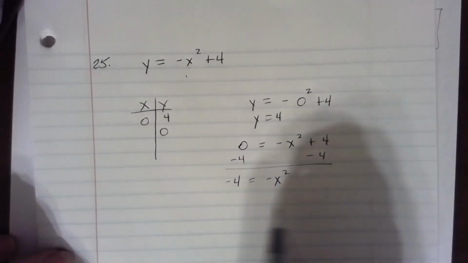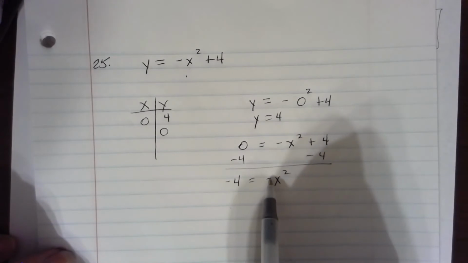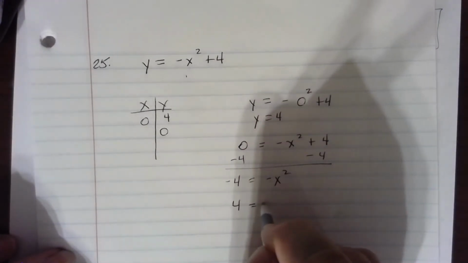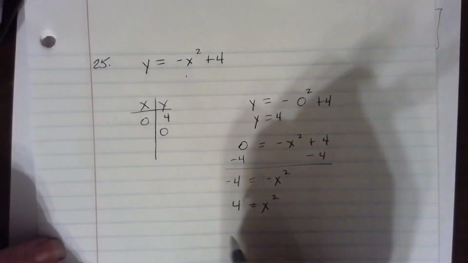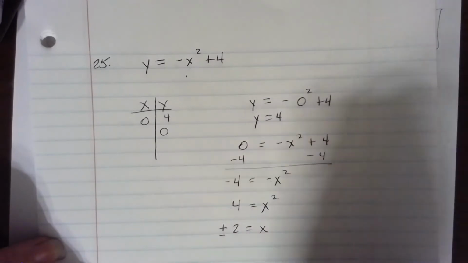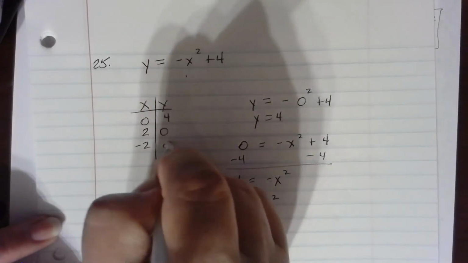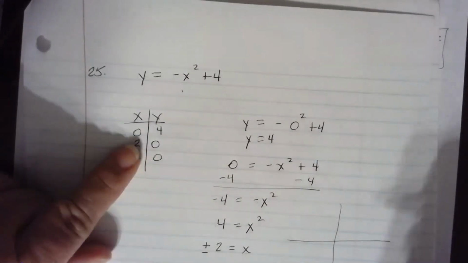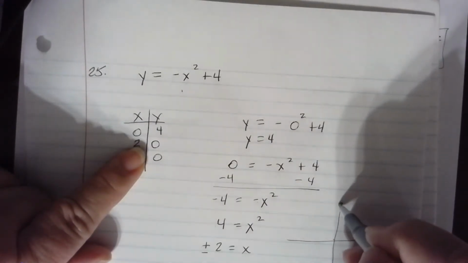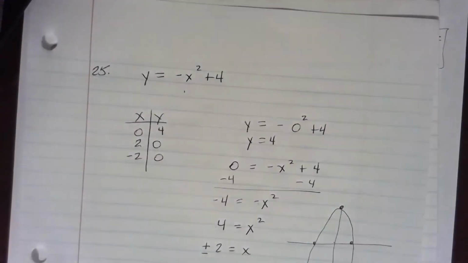Then I'm going to multiply both sides by -1 because I can't take the square root of a negative. So I multiply both sides by -1. Now I can take the square root and I get positive and -2. So that means I have 2 points, 2, 0, and -2, 0. And again, it's going to be a parabola, and I'll graph the point 0, 4, and then the point 2, 0, and the point -2, 0. And this time my parabola is going to open upside down like that.